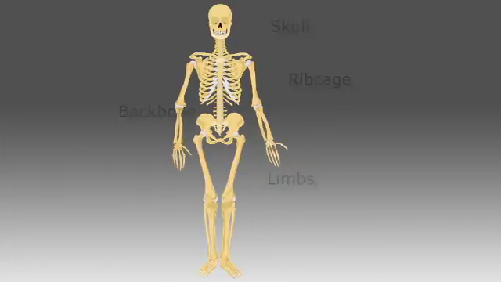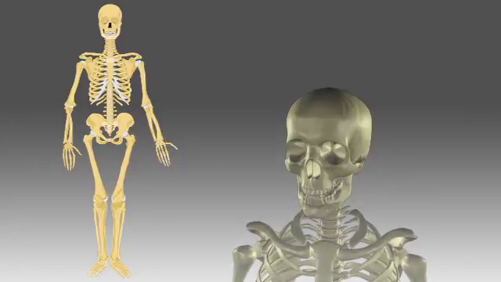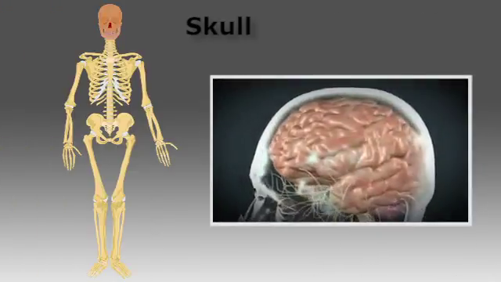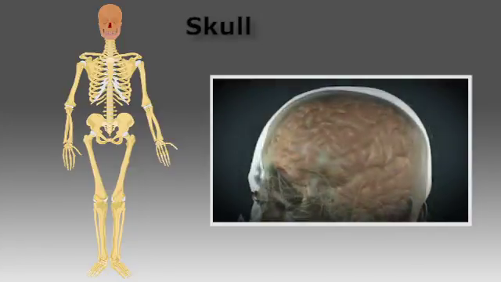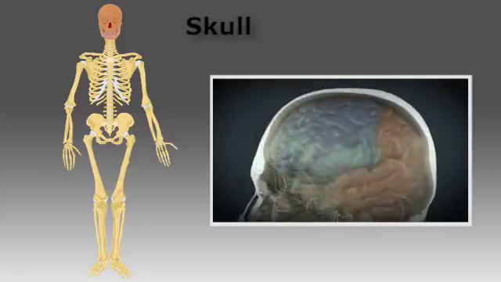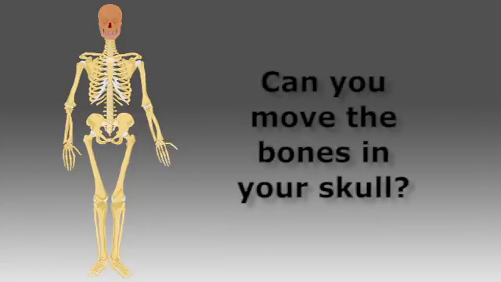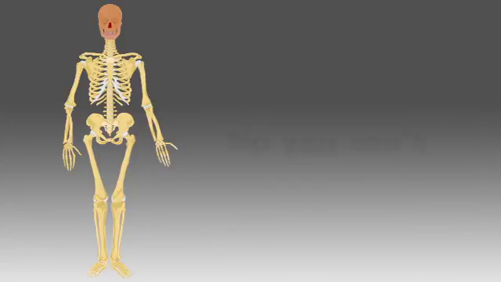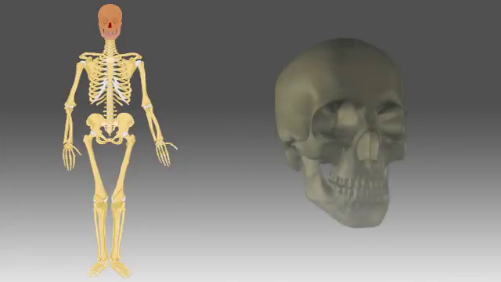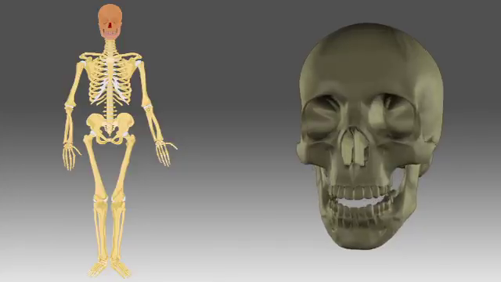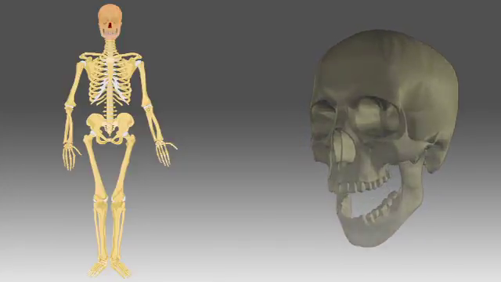Let's see their functions. Bones forming the frame of our head are known as the skull. The skull provides protection to the brain. The skull bones are fixed around the brain, forming a safe enclosure around it. Can you move the bones in your skull? No, you can't. Notice that you can only move your lower jaw. It is movable to help you talk and eat.